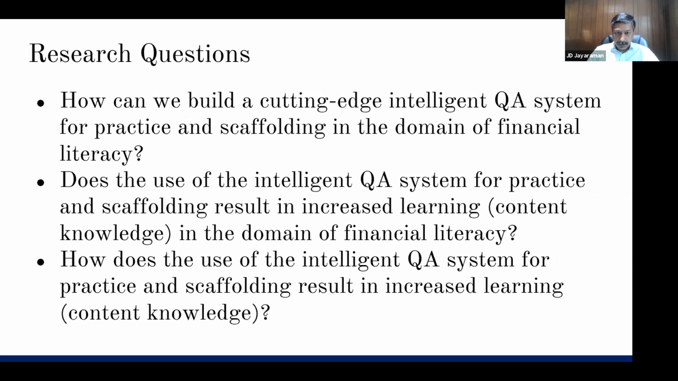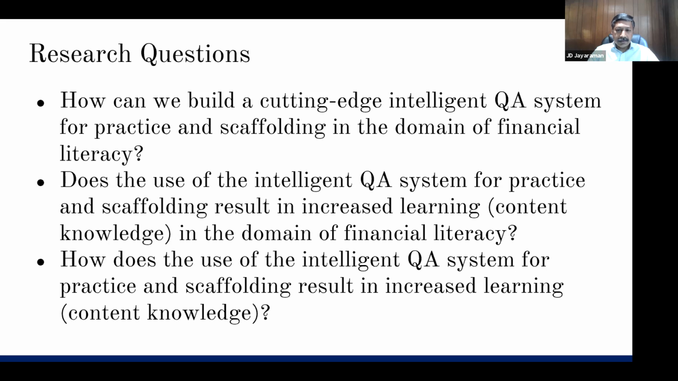Let's see. So the research question that I'm trying to answer with this study is: how can we build a cutting-edge intelligent QA system for practice and scaffolding in the domain of financial literacy? Right. So the key thing is I'm looking to build a system not necessarily for full-fledged teaching of financial literacy, but more as a support system for practice and scaffolding. Right? So that is the important point here.